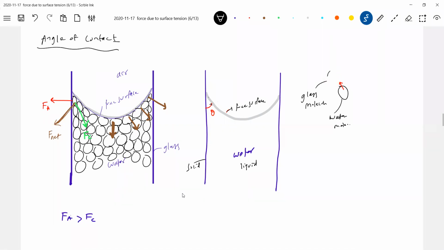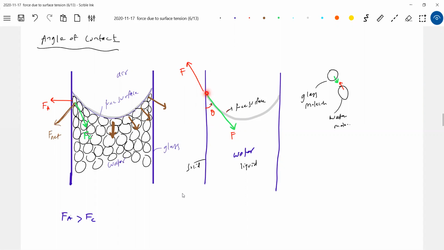Students must have clarity here. What is this red arrow? Force exerted by the glass molecule on the water molecule. And what is this green arrow? Force exerted by the water molecule on the glass molecule. So I'm interested in this, I'm showing it like this. And the red arrow you have to show in this way. Tell me, what are this F and this F? Force by the glass on the water molecule, and force by the water molecule on the glass.